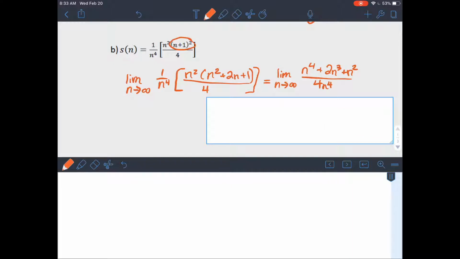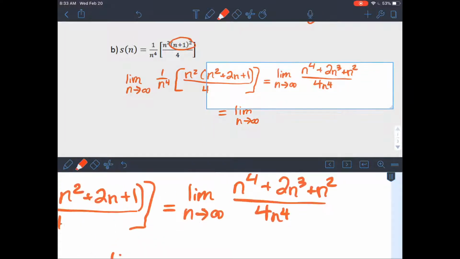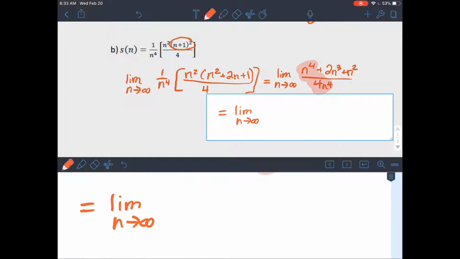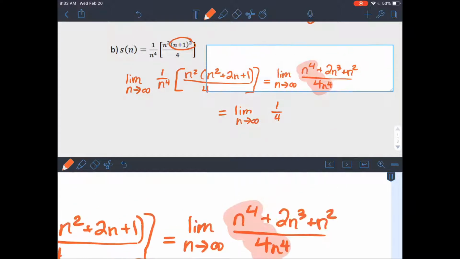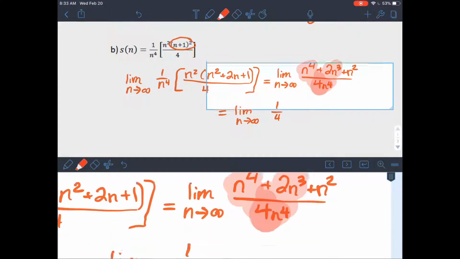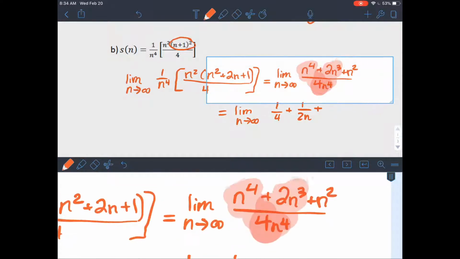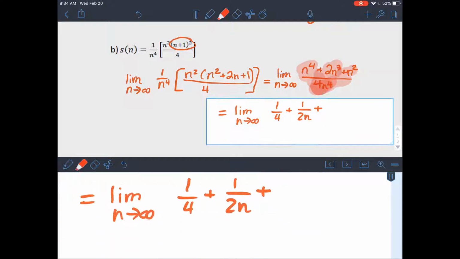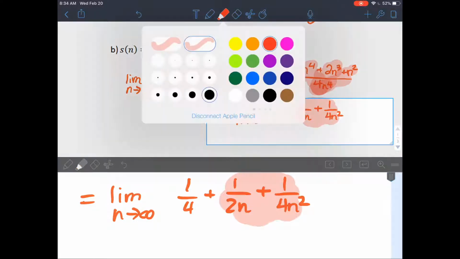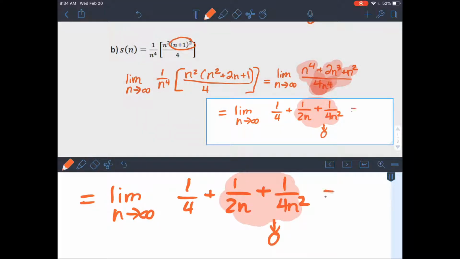And again, could use L'Hopital's, but let's just split those up because this is going to work out nicely. You'll end up with, if you divide those, just 1/4, and then plus a 1 over 2n and a 1 over 4n squared. Those last two terms, if n's getting larger and larger and larger, are going to go to 0, so you just end up with 1/4.